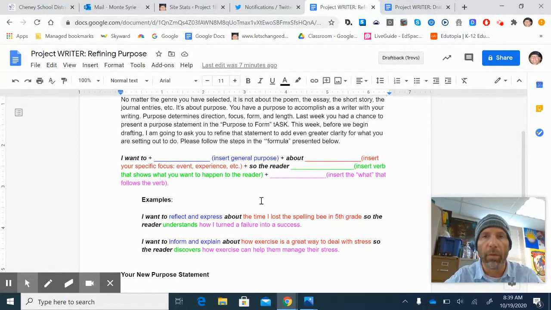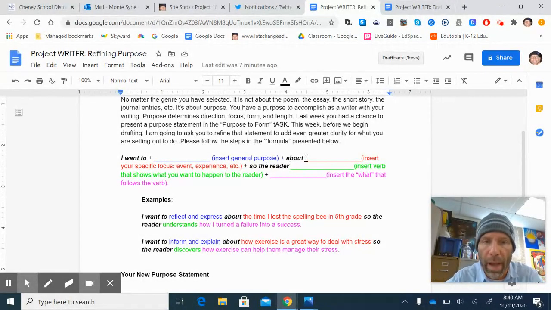Remember, your general purpose comes from that document that you looked at last week that has the 6 real world writing purposes: reflect and express, inform and explain, inquire and explore, evaluate and judge, take a stand, propose a solution, inquire and explore, and analyze and interpret, right? Those are the general purposes that you must use, okay? And that should have been the case last week in your purpose to form. And I gave you a lot of feedback on that to make sure that you were there. So that's what I mean by insert general purpose here.